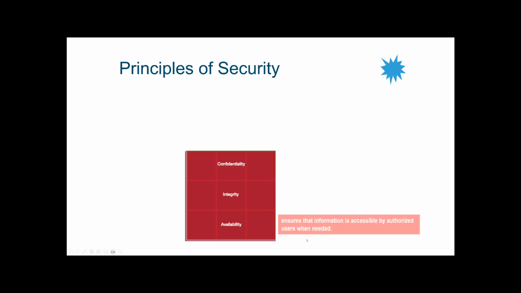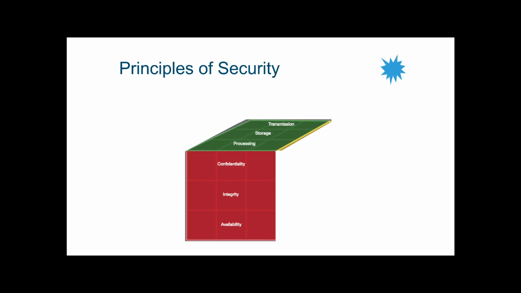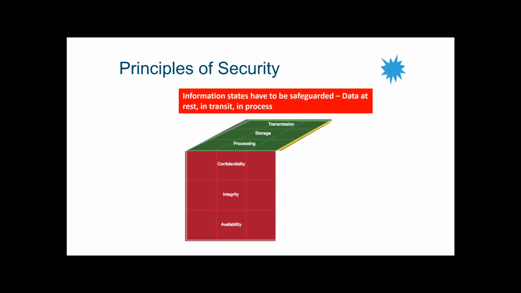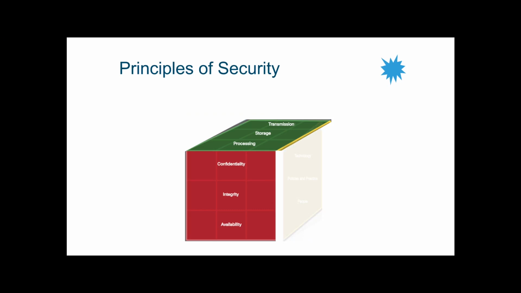And availability ensures that information is accessible by authorized users when needed. So those three are kind of the backbone principles of security. And along with that, there are some other things that fit into the cube. Information states have to be safeguarded. So we have data at rest, we have data in transit, and then we have data in process. And so all of that has to be safeguarded, very important.